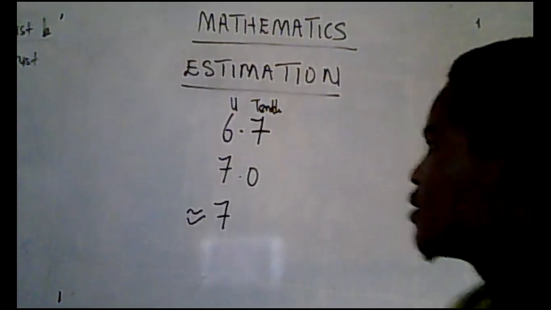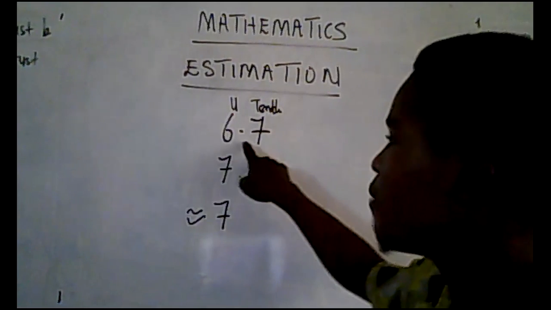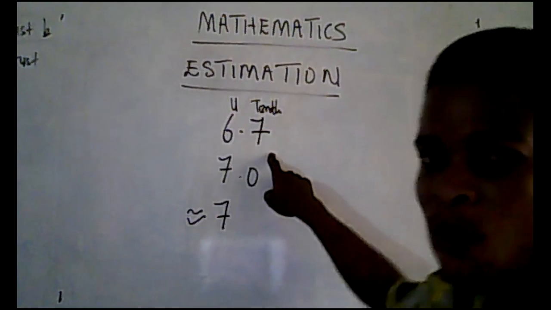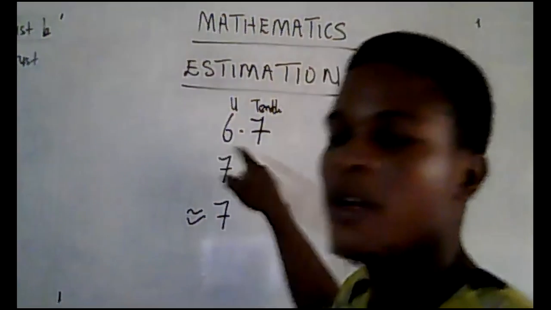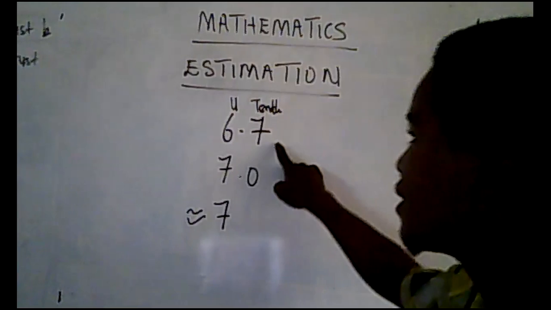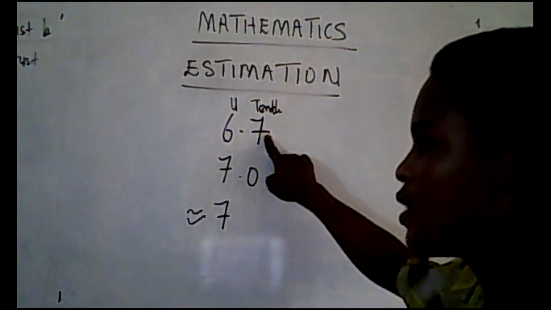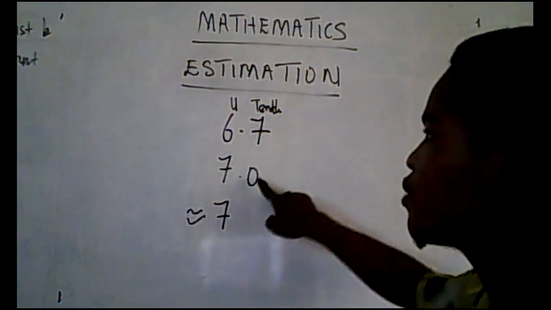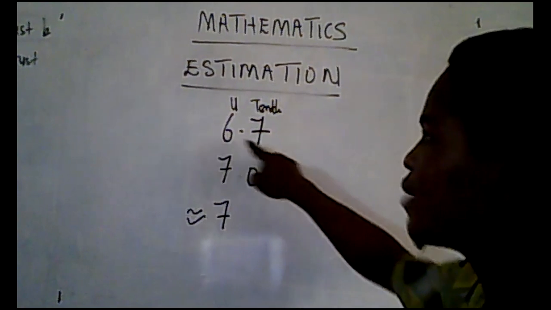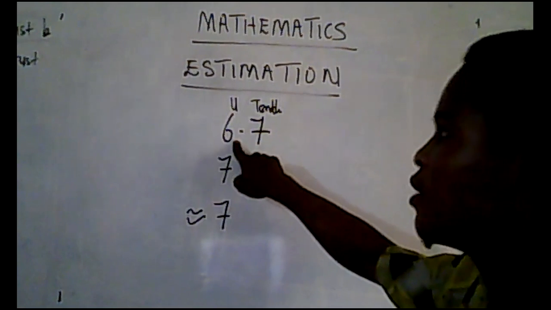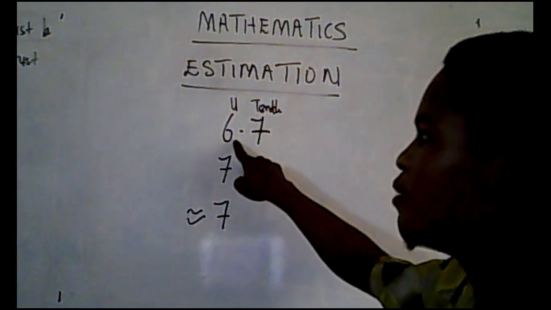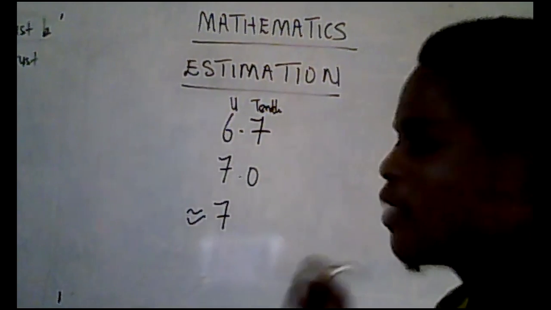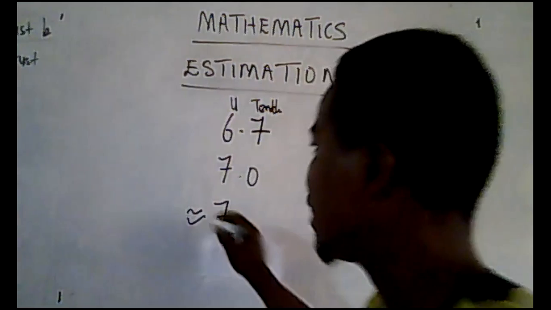Same thing as what? 7. So when you convert 6.7, which is the decimal number, to a whole number, the 7, since it is bigger than 5, will be changed to 0, and 1 added to what? To the number in the unit place, which is 6. And 1 plus 6, don't forget, is 7.